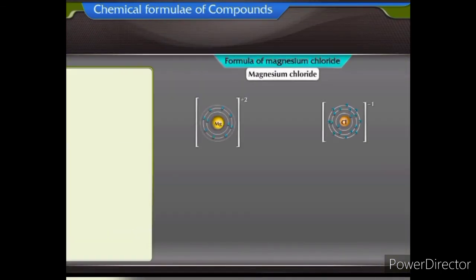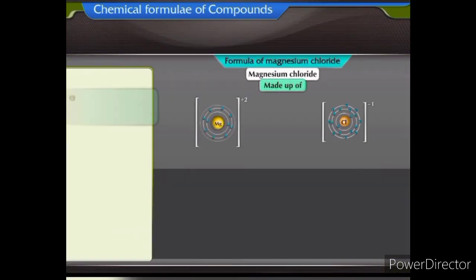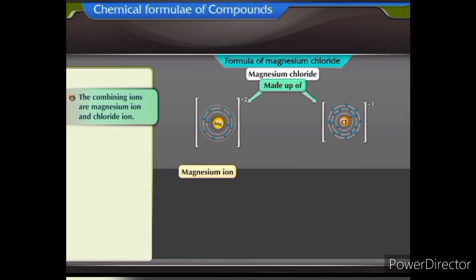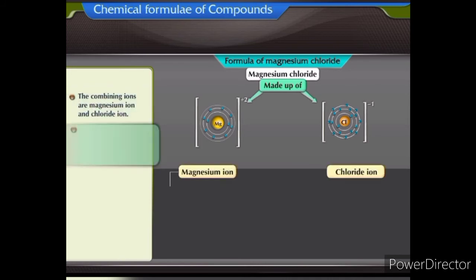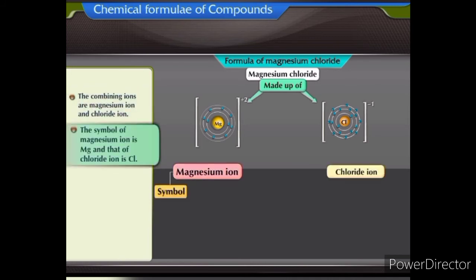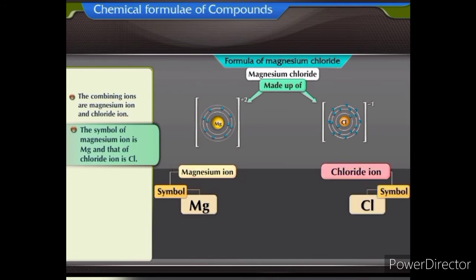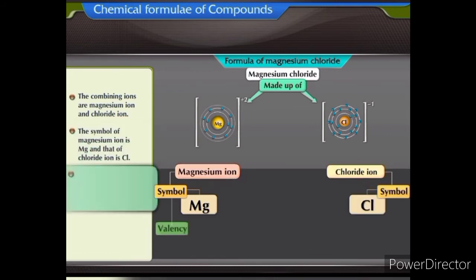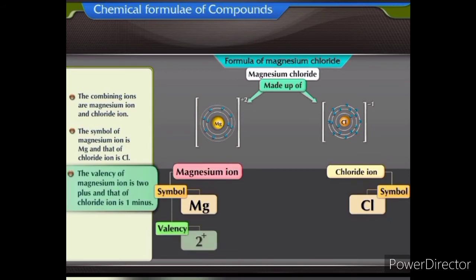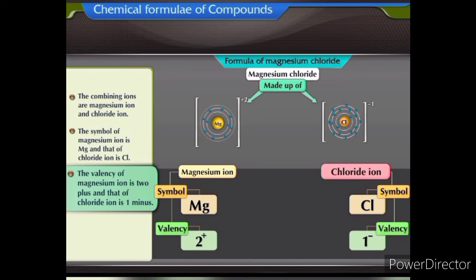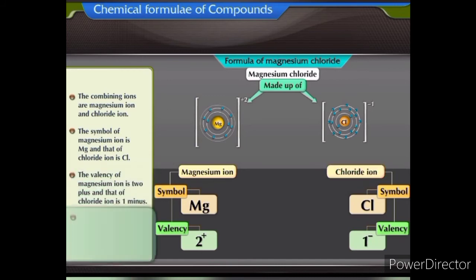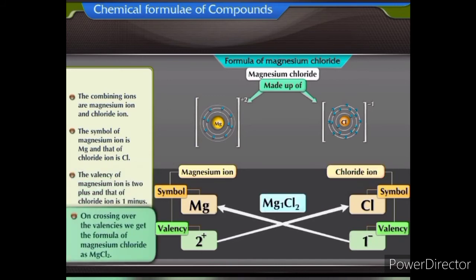Formula of magnesium chloride. The combining ions are magnesium ion and chloride ion. The symbol of magnesium ion is Mg and that of chloride ion is Cl. The valency of magnesium ion is 2+ and that of chloride ion is 1-. On crossing over the valencies, we get the formula of magnesium chloride as MgCl2.